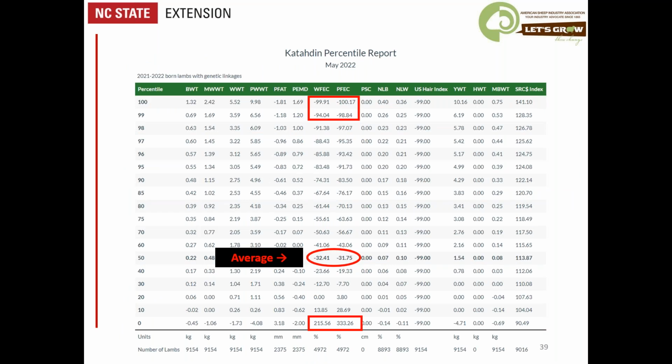Just showing the distribution within the Katahdins and the range there. There are some Katahdins that are negative 100% on fecal egg count EBV. That's 100% reduction. That's the most you can reduce something. So those are the most parasite resistant individuals within the breed. We also have individuals within the same breed of sheep that are over 200 to 300% on fecal egg count. So that's a range within just the Katahdin breed alone. We have a range of over 400% on post-weaning fecal egg count. The breed average right now is sitting at about negative 30%.